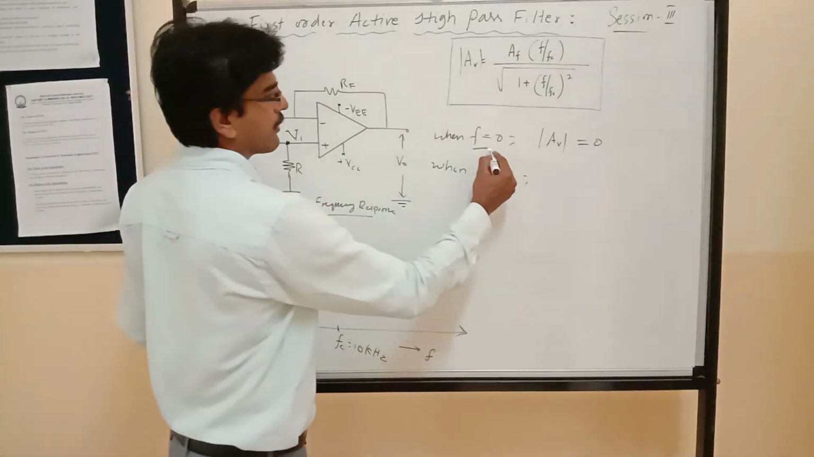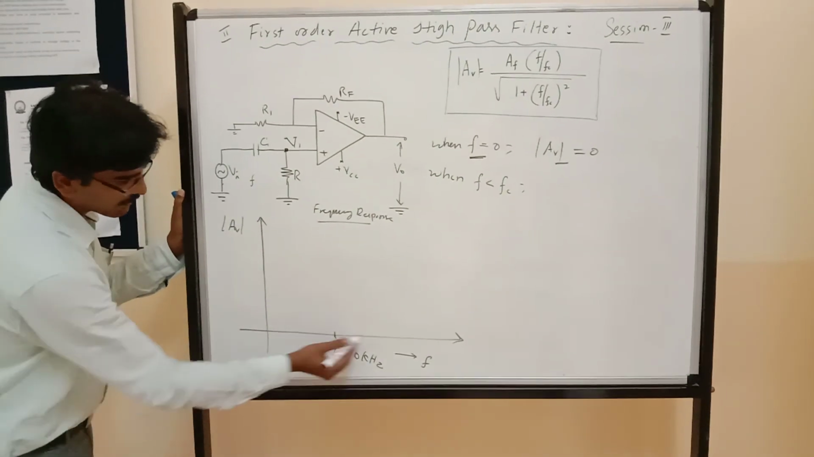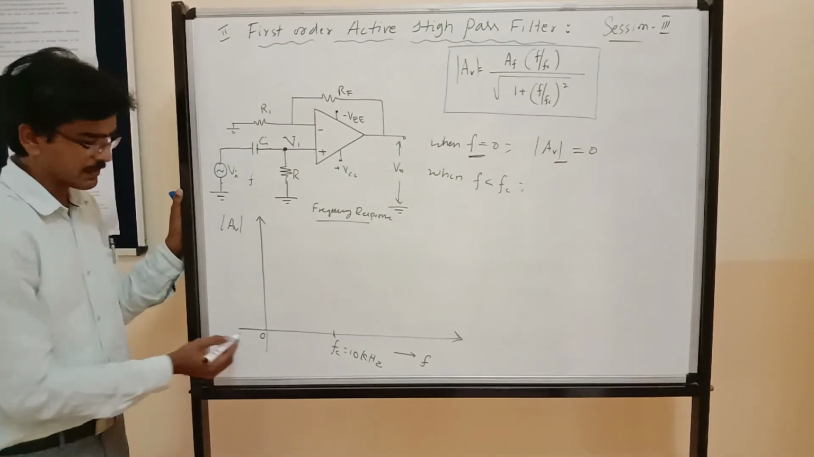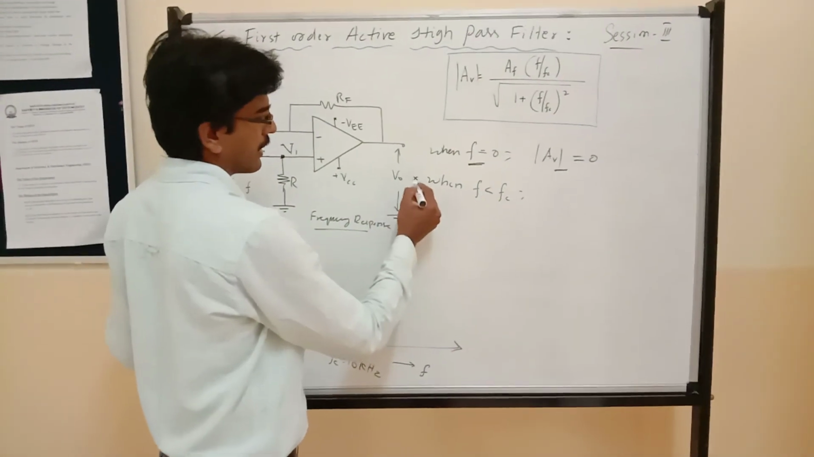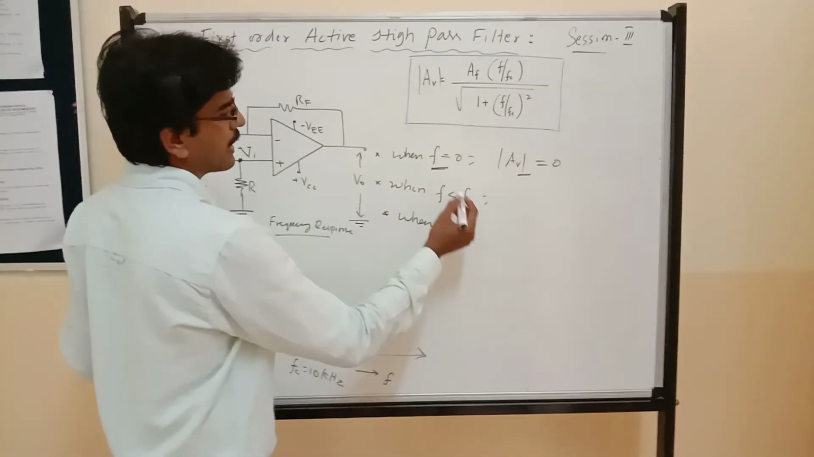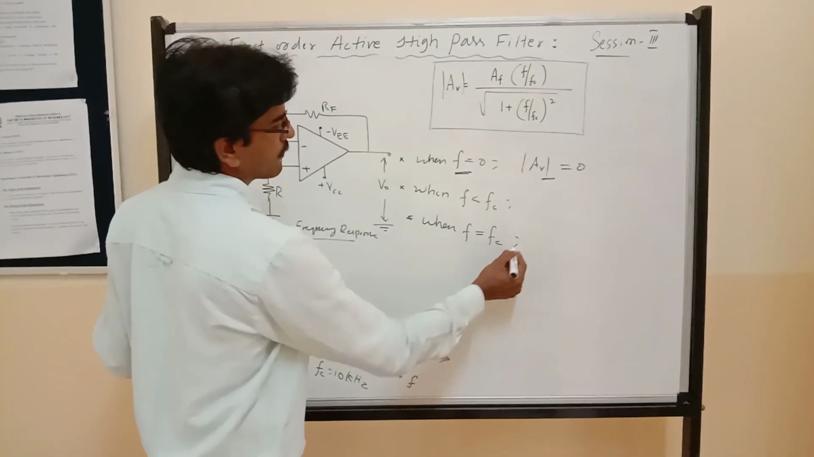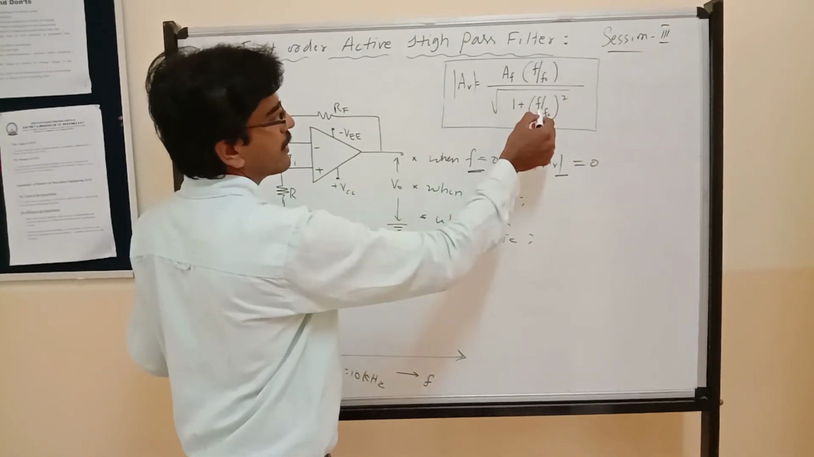So, when frequency equals 0, what is the gain? Gain is 0. Frequency is 0, gain is 0. This is the point. Now, I will take the second case later. Now, I will take the third case, when the frequency of the signal reaches the cutoff frequency, that is when F equal to Fc.